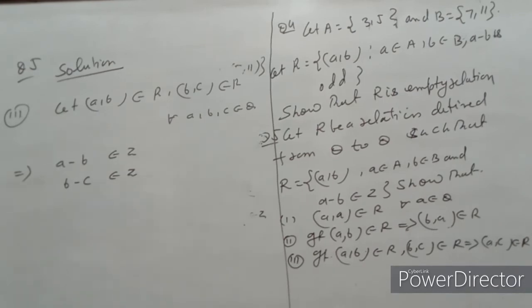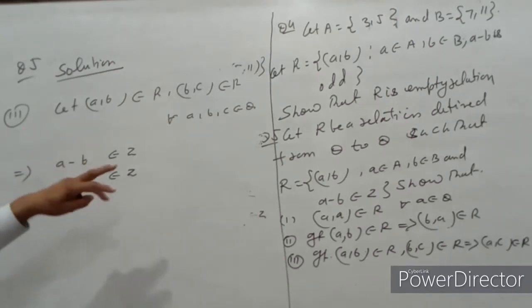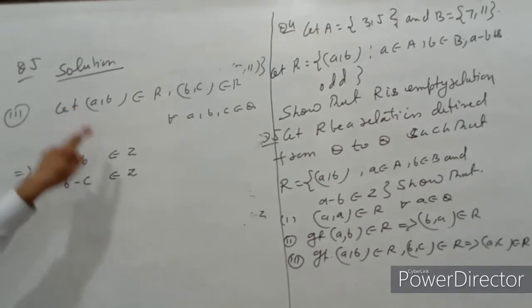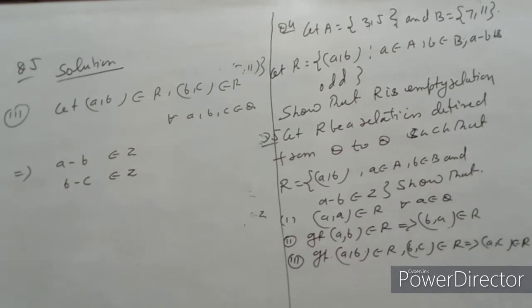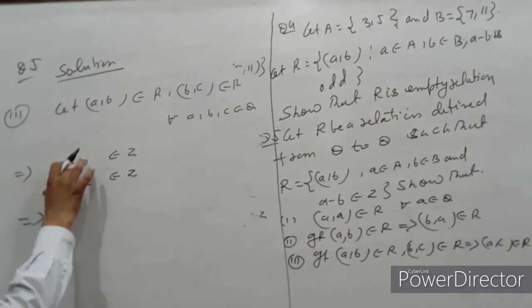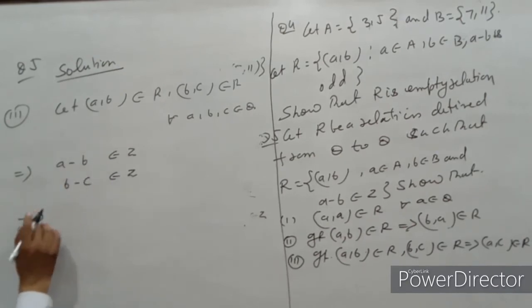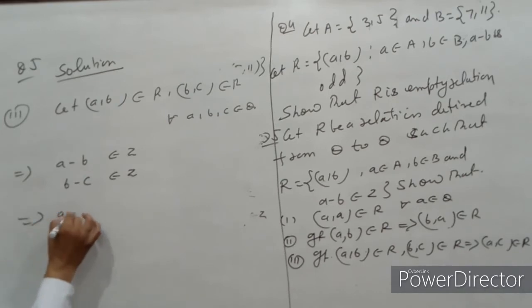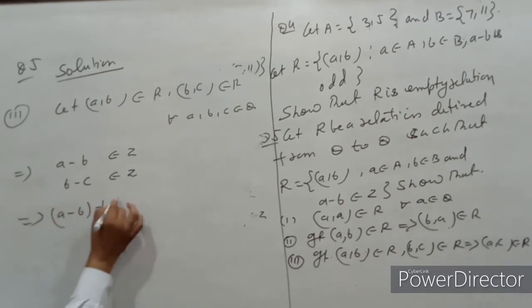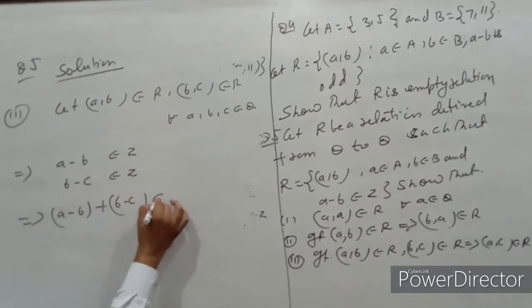यानी कि यहाँ पर ऑर्डर पेयर, अगर ab belong करता है R को और bc belong करता है R को, तो इनका जो difference है, that is an integer. अगर हम यहां देखें तो this implies that this is an integer, the sum of two integers is also belong to Z.